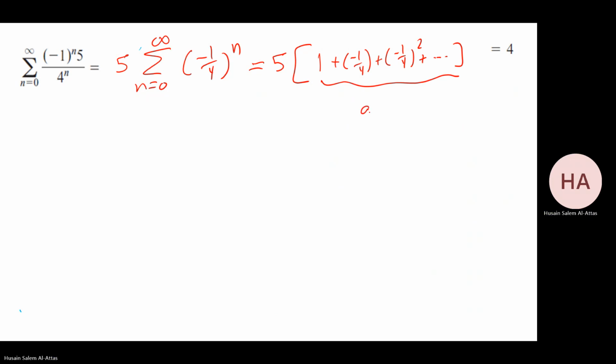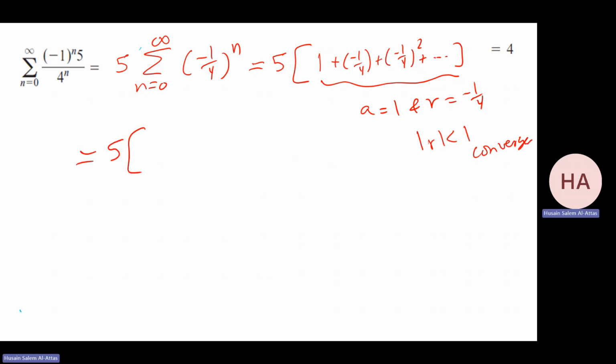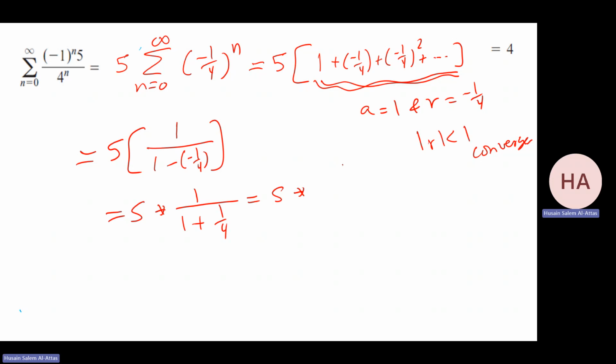So look at this. A equals 1, and R is minus 1 over 4. Note that the absolute value of R is less than 1, so it converges. And what will be that? That will be 5 times the sum, which is A over 1 minus R, which is 1 over 1 minus (-1/4). That will be 5 times 1 over (1 + 1/4). That can be 5 times 1 over 5/4. That will be 5 times 4 over 5, which is 4. So this is my answer.